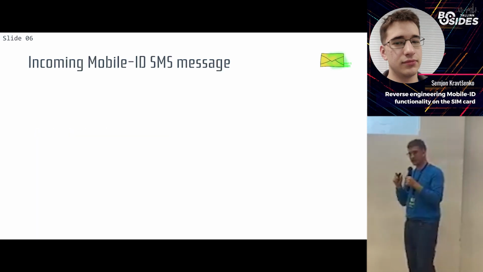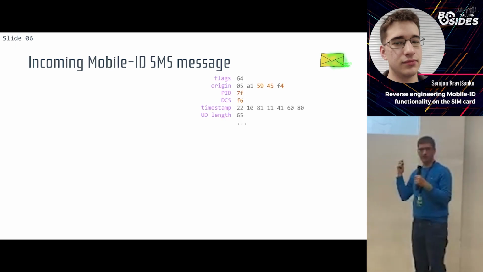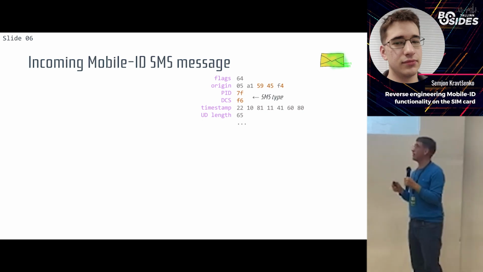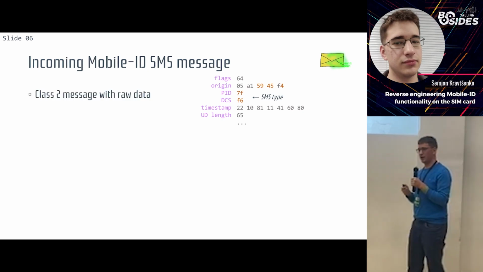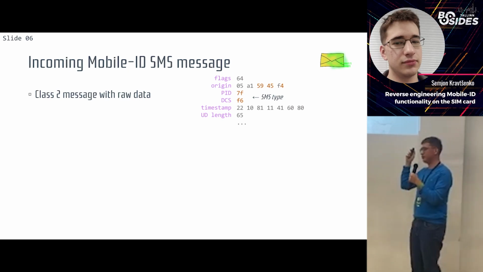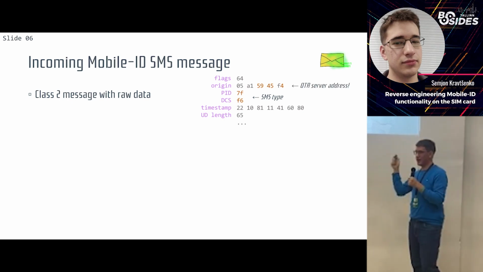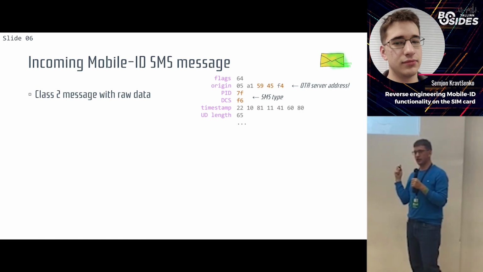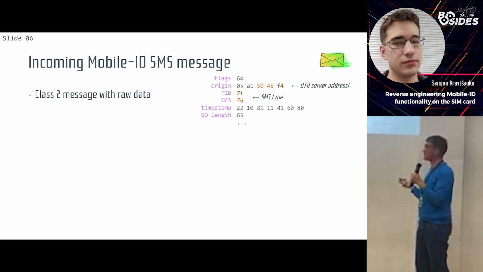Now, let's zoom in on this message that comes to the SIM card and see what's inside. So it starts as any other SMS message with a header that is standardized. And the most interesting thing about this header is the PID and DCS fields. They tell what type of message it is. And in this case, this type is class 2 message with raw data. So these fields are how the phone knows that it should forward this to the SIM card and not display it to the user. Also, you can see the origin of the message. And those digits spell out 95544. This is the OTA server for Elisa mobile provider, or mobile operator.